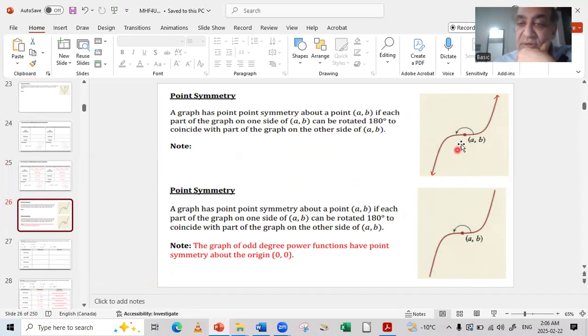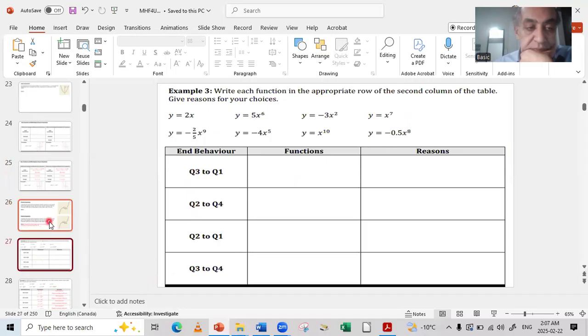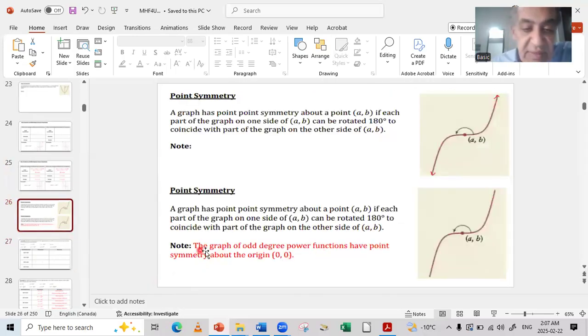This is a point symmetry, because in this point both sides are equal, it goes the same. So the graph of an odd degree power function has point symmetry about the origin, 0 and 0. I don't want you to forget this.